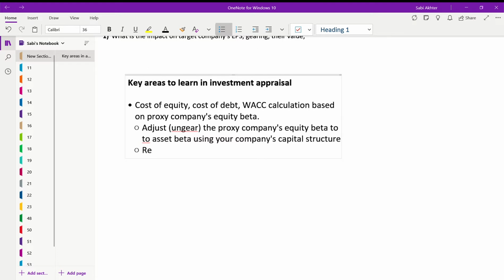Then re-gear using it to find equity beta. Then cost of equity. So these are the steps, right? Next, bond valuation you should know.